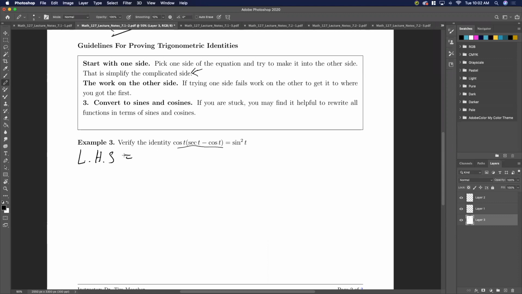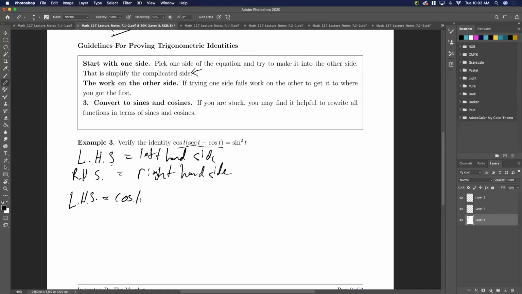All right, so one thing I want to talk about is LHS. This is a shorthand for left hand side. And then RHS is shorthand for right hand side. And so when you're doing proofs, it's really nice to say which side you're working on. And so here I'm going to work on which side? I'm going to work on the left hand side because the left hand side is more complicated. So I'm going to say left hand side and I'm going to say that's equal to cosine of t times secant of t minus cosine of t. And I want to make this all look like sine squared t.